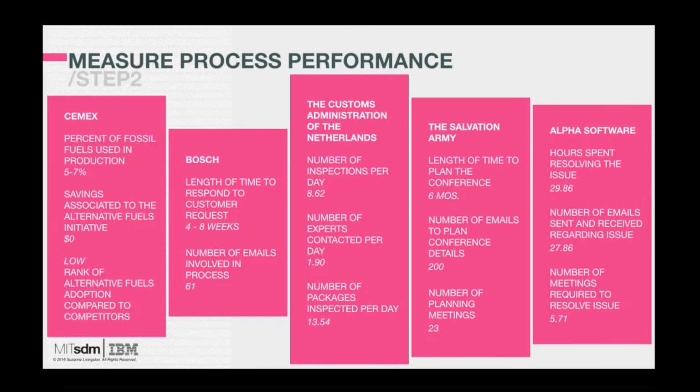For Bosch, it was how long it takes to respond to a customer when they have a localization request. And it was 4 to 8 weeks on average. We also looked at how much content was shared, and we used emails because that was the primary way that they communicated with each other. There were 61 involved in an average process. In the Customs Administration of the Netherlands, we looked at the number of inspections that the average customs officer conducted per day, and that was roughly 8.62.